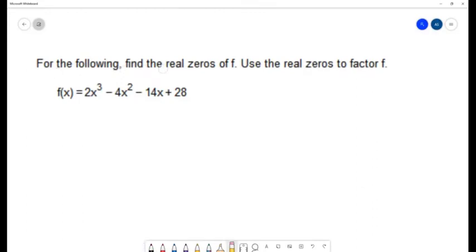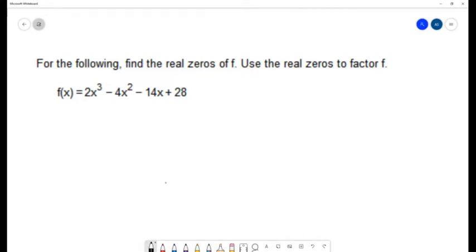For the following, find the real zeros of f and use the real zeros to factor f. And we have f of x equals 2x cubed minus 4x squared minus 14x plus 28. So usually I start by trying to factor to see if I'm able to factor the polynomial.